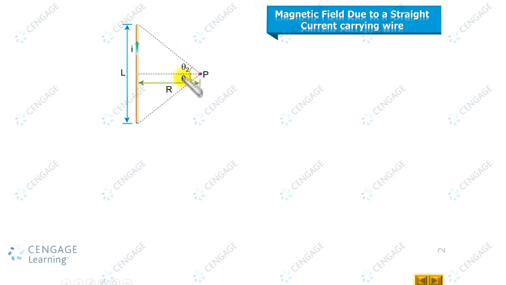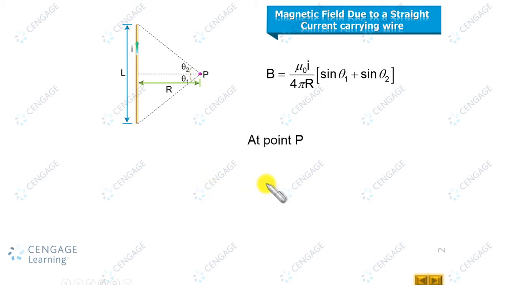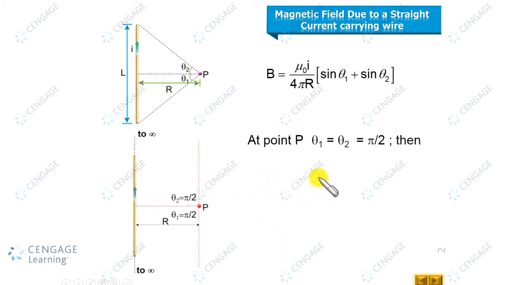So we can call this theta 1 and theta 2 as the angular limits of this wire, and we have the expression for the magnetic field B equal to mu naught I divided by 4 pi r times (sin theta 1 plus sin theta 2). Suppose we have an infinite wire. For an infinite wire, the lines will meet at the upper point at infinity. That means this angle theta 2 will be equal to pi by 2, and similarly the lower angle theta 1 will again be pi by 2. That means at point P, theta 1 and theta 2 both will be pi by 2. You can observe here in this diagram.